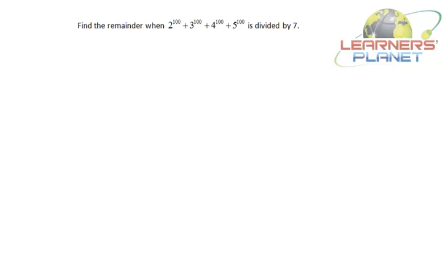Now let's see this problem. Find the remainder when 2 raised to 100 plus 3 raised to 100 plus 4 raised to 100 plus 5 raised to 100 is divided by 7. Okay, let's begin to do. Here it's 2 raised to 100 plus 3 raised to 100. 4 is actually 7 minus 3. 4 can be written as 7 minus 3 raised to 100. So the remainder will be minus 3 raised to 100, and since there is an even power to minus, further we'll be getting 3 raised to 100.